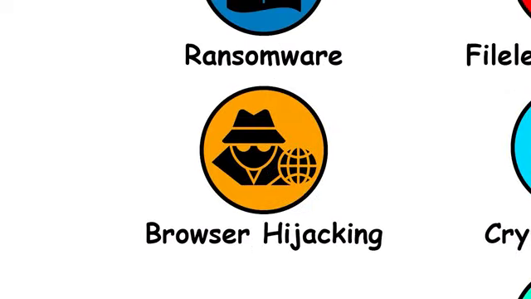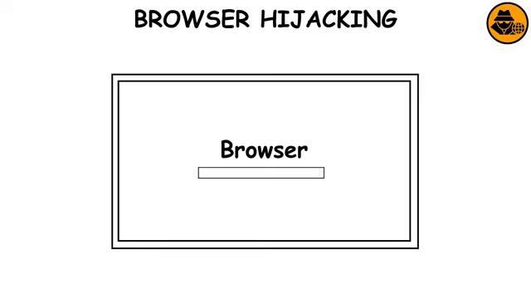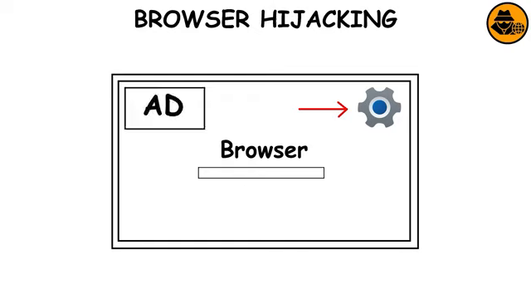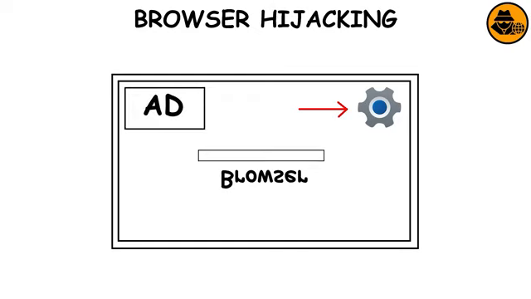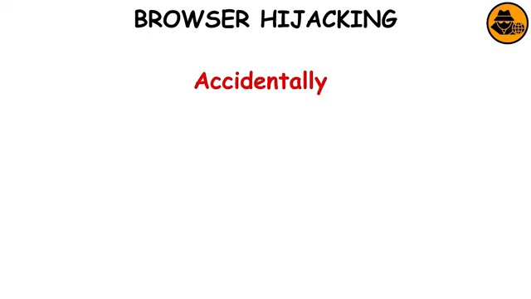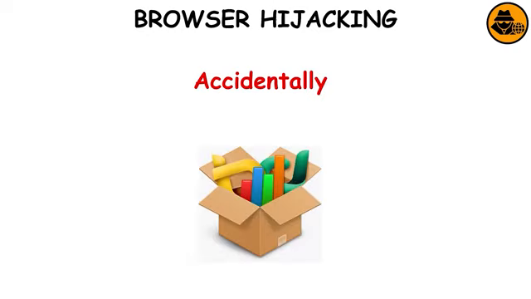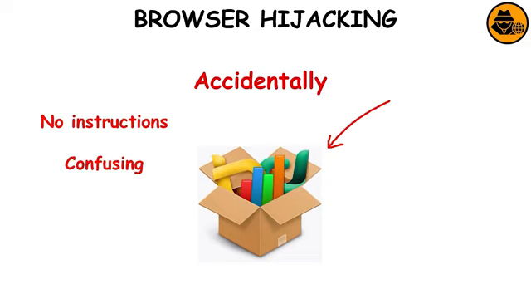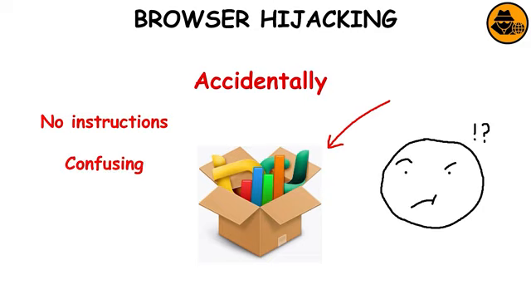Browser hijacking. It's unwanted software that changes a web browser's settings without a user's permission to inject unwanted ads, change the homepage, or even the search engine as a whole, installing its own. Many browser hijacking programs are accidentally installed while installing other software that has them as a bundle in their installer, and they often come without uninstall instructions or are presented in a way that is designed to be confusing for the average user to trick them into installing unwanted extra software.